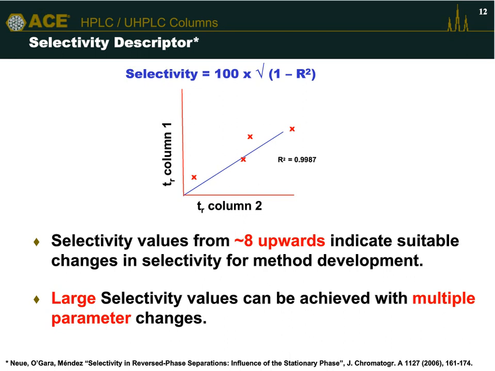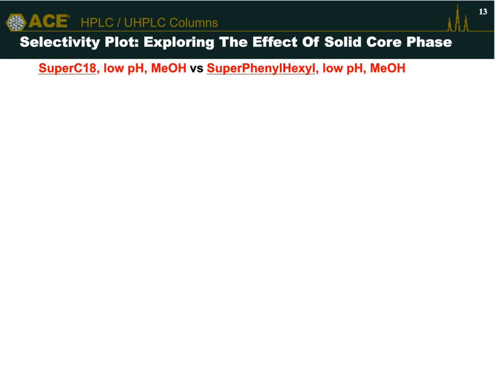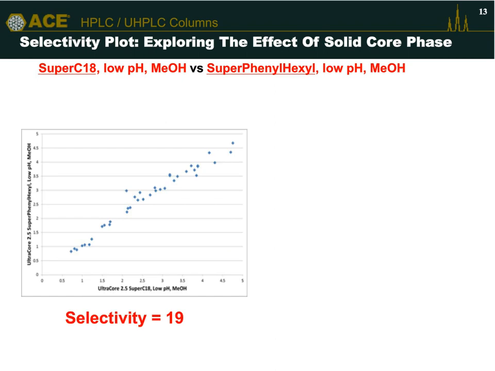So what does that look like when we look at lots of different analytes? Well, what we have here is an Ultra Core, a solid core based example on a Super C18 versus a Super PhenylHexyl at low pH. And we can see here with about 50 odd analytes, small molecules, different molecular weights, different log P's, we've worked out the regression coefficient and calculated the selectivity value, and it gives you a value of 19.